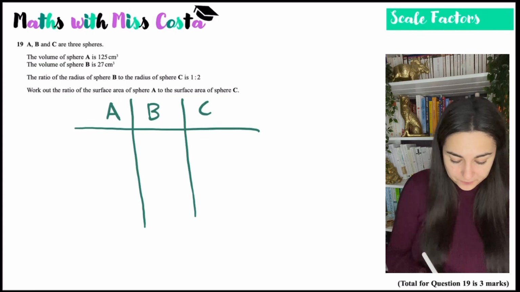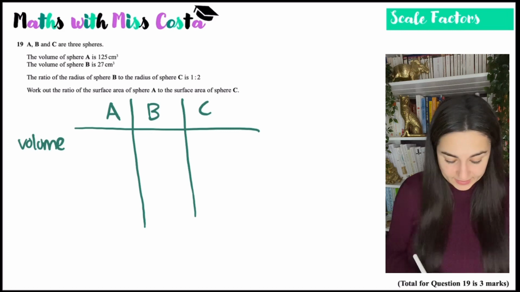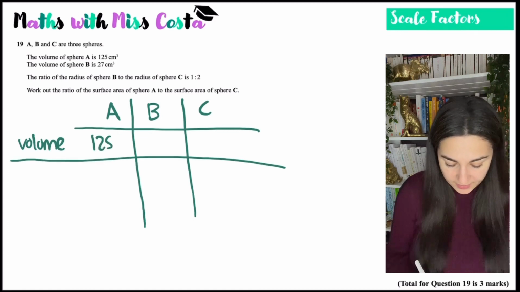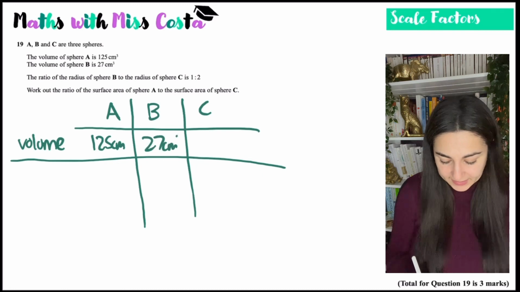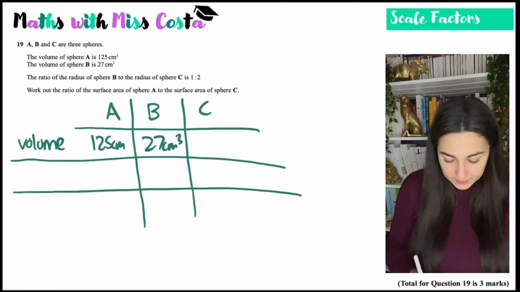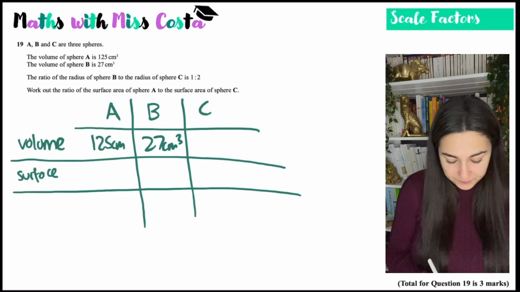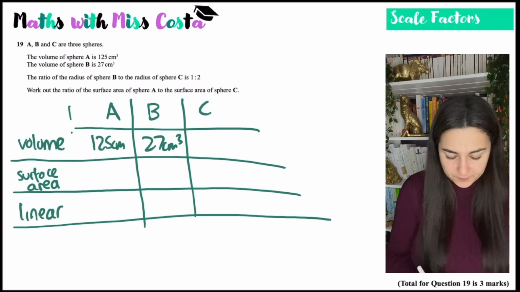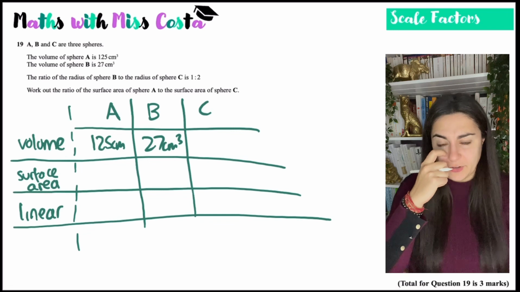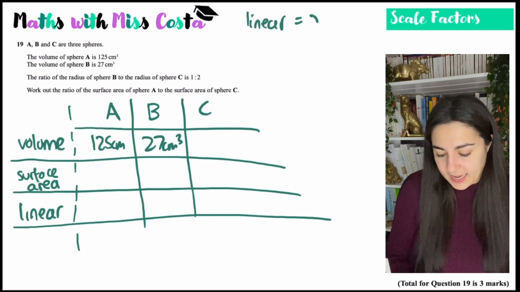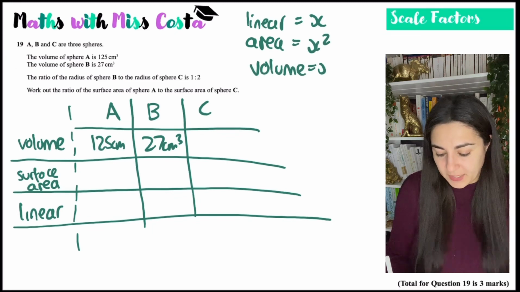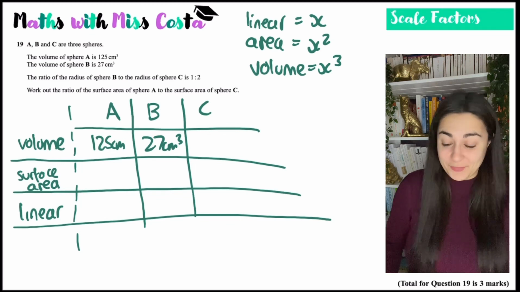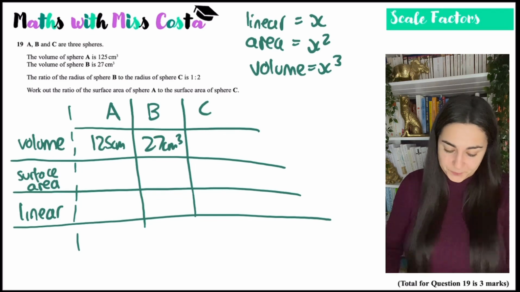They've told me that the volume of the spheres is 125 centimeters cubed and 27 centimeters cubed. I don't know the volume of sphere C. So we've got surface area, and then we've got linear. So hopefully you've come across these scale factors, like you know that the linear scale factor is going to be x. So the area scale factor would be x squared, and the volume scale factor would be x cubed. If not, then watch my video on scale factors, and that will go through that all in detail.